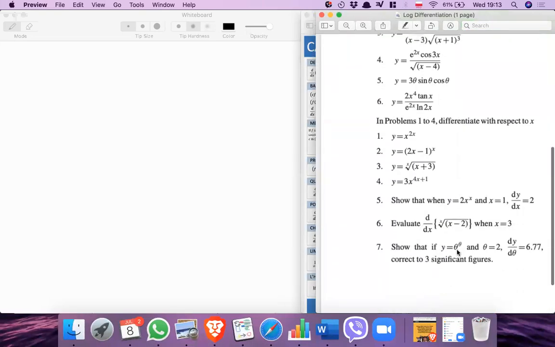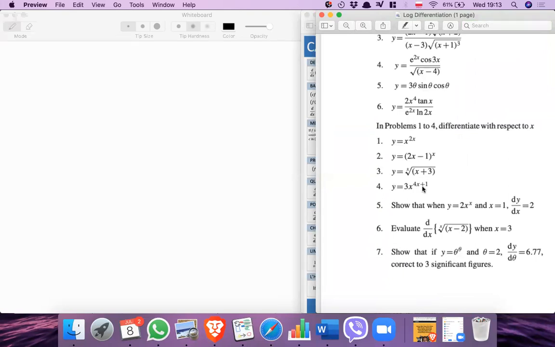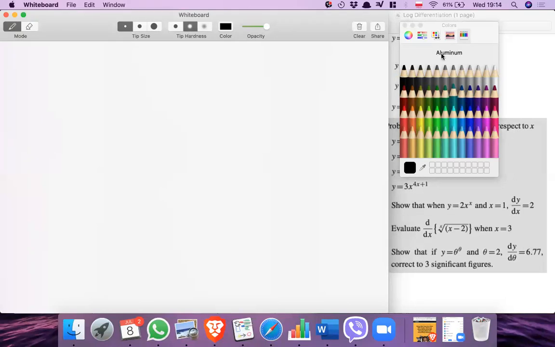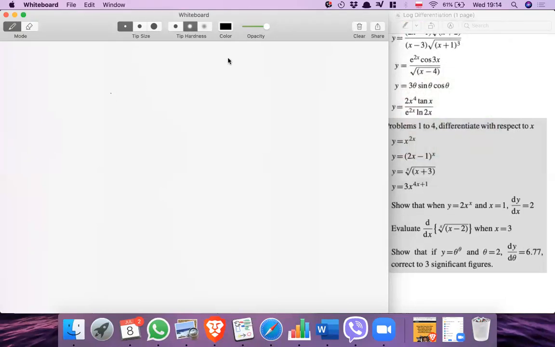So we have 4 problems where we need to differentiate. Then we need to show something related to our derivatives, and then do some evaluations. So what I'm going to do is go over the first 4 examples, excuse me, and that will be it for today. You should be able to complete the remaining ones yourselves. So let's get right into it again. For the first question, we have to take the derivative of the function y equals x to the power of 2x.